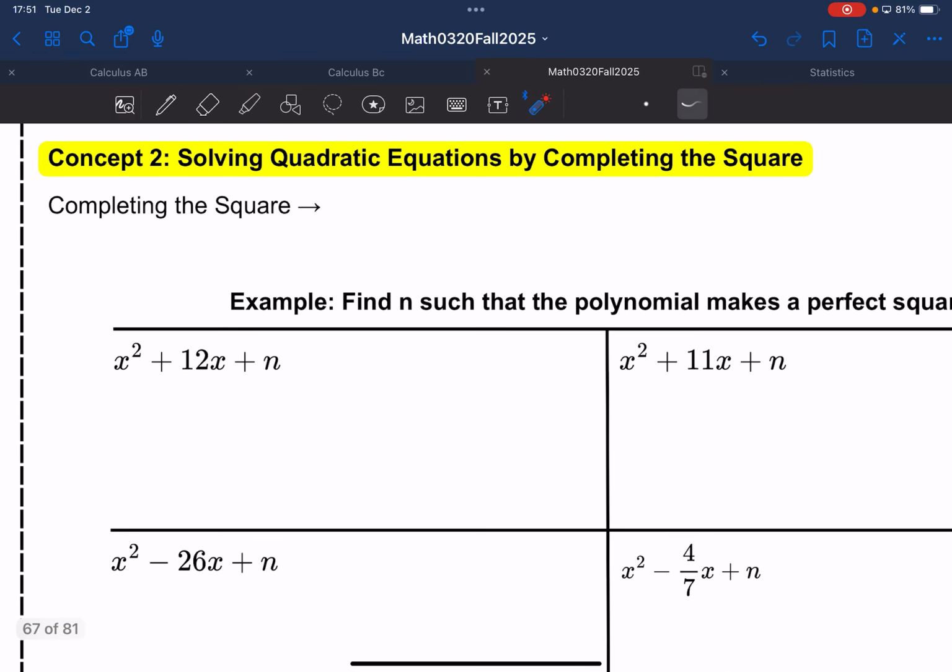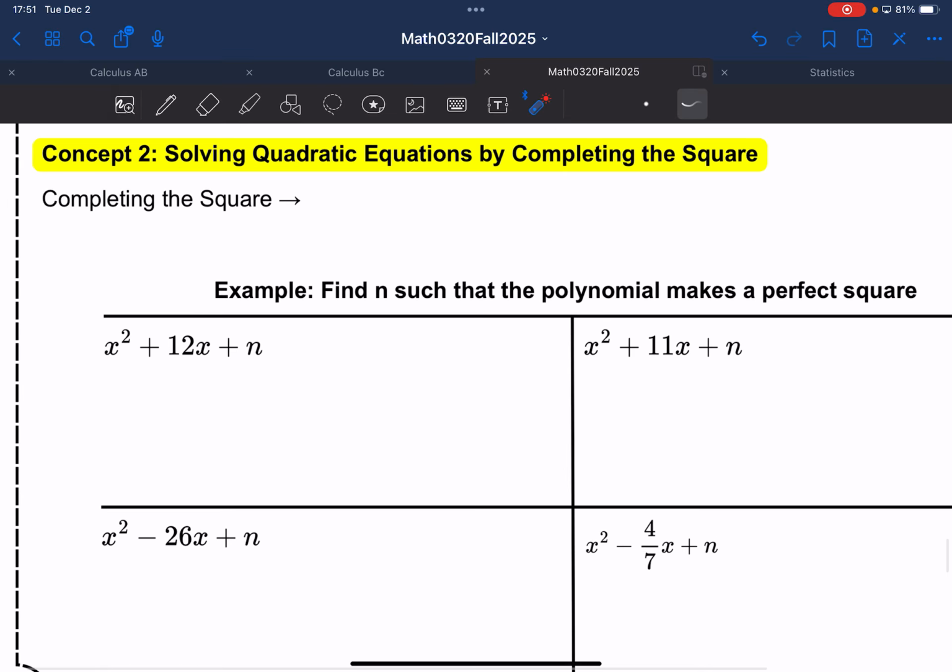Okay, so now we're going to talk about completing the square. The idea behind completing the square is we need to see if we can find a C value. So remember our quadratics were A, B, and C. Find a C value that if we were to factor the entire thing, we would end up with a perfect square factor. Okay?